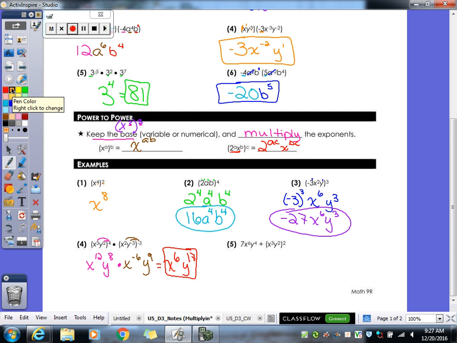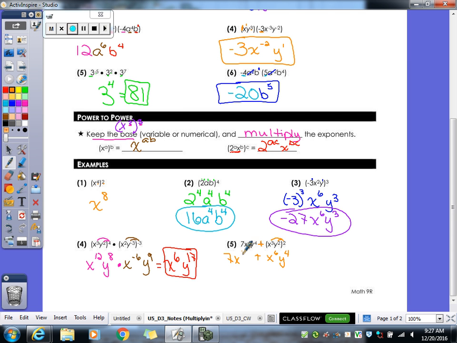So for 5, we're trying to add. So thinking back to your notes that you had to have done for today, adding means you have to have what be the same? The bases have to be the same and the what's have to be the same. Exponents. So everything has to be the same. First thing we have to do is take care of this exponent over here. So this becomes x to the 6th, y to the 4th when I take care of my power to a power.